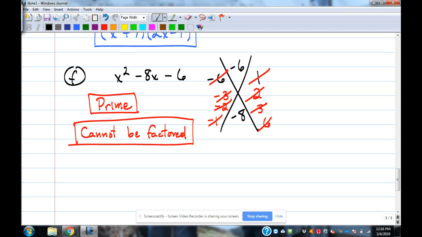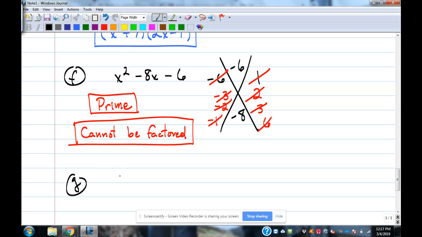The key though is don't just assume because you can't find the right factors that it's prime. You've got to make sure you try every possibility for that number up top. Don't just try one of them and say, oh, it didn't work, it must be prime, and write it down. Understand that prime doesn't come up very much when we're trying to learn how to factor trinomials. I'm not going to give you very many of them that can't be factored, because that doesn't help you learn how to do it. So prime doesn't happen very often. So don't give up too easily on this stuff.